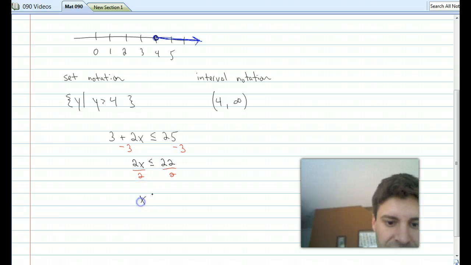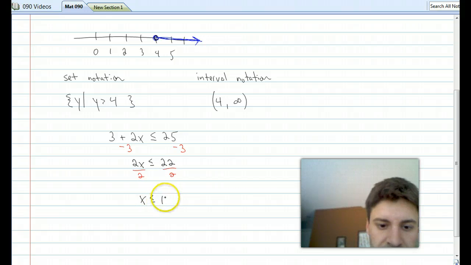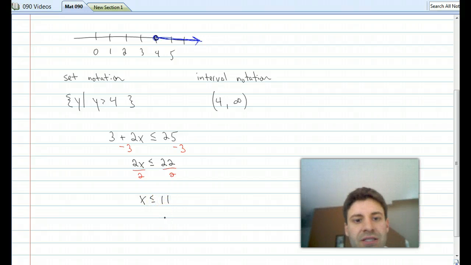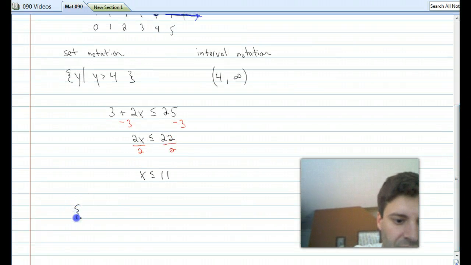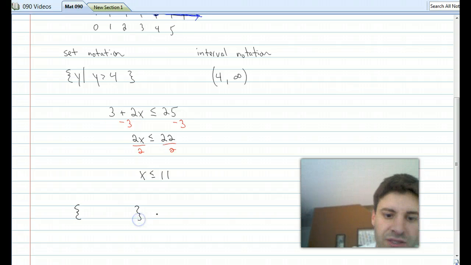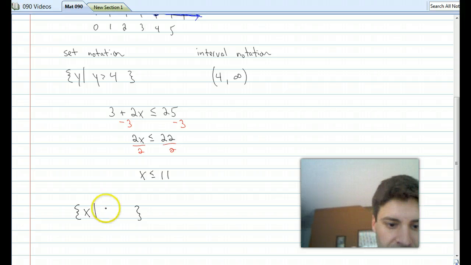Now we have x by itself, and 22 divided by 2 is 11. X is less than or equal to 11. Now again, there are two different ways to write this. Set notation would be you draw a little set, and you say all x values such that, with those symbols right there, and you just throw in x is less than or equal to 11.